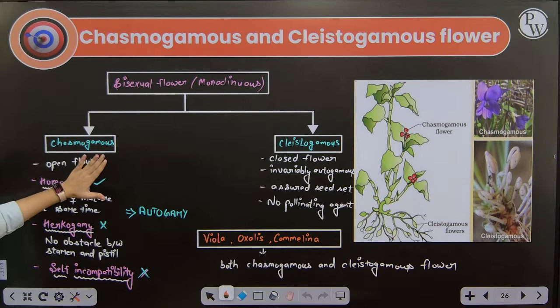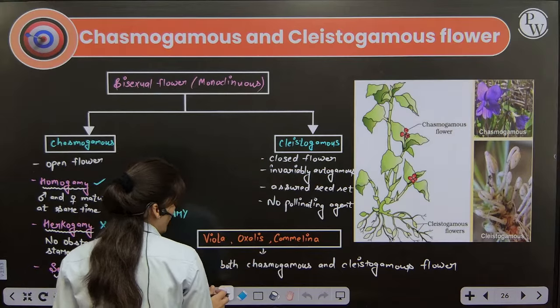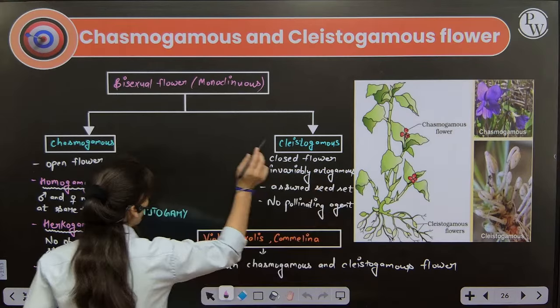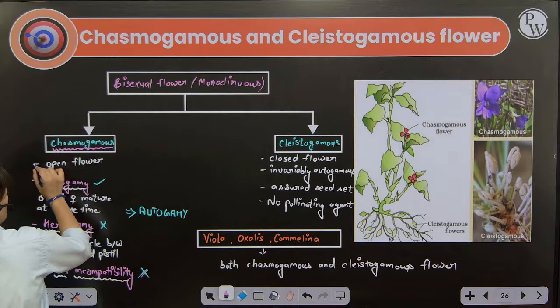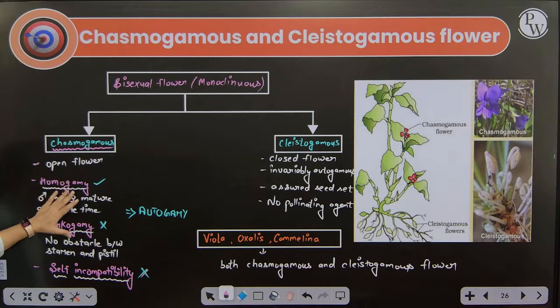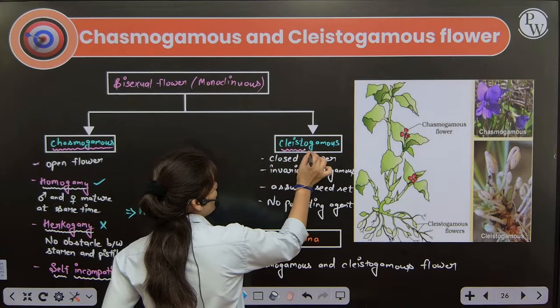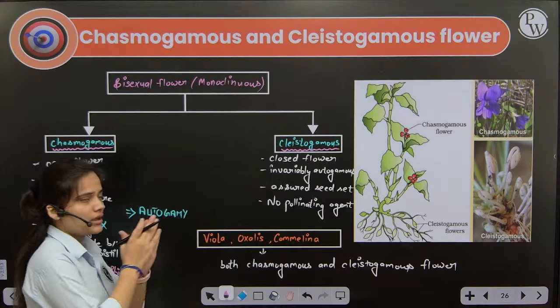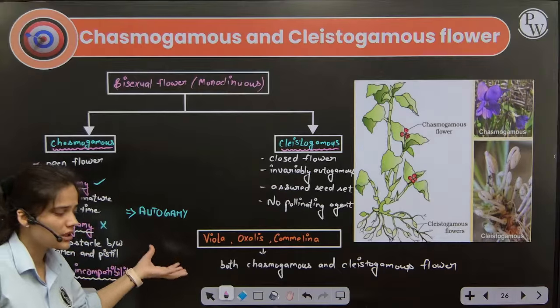In a bisexual flower, there are two chances: either the flower can be chasmogamous or cleistogamous. Now, what are chasmogamous and cleistogamous? Chasmogamous flowers are open flowers, whereas cleistogamous ones are closed flowers. In case of an open flower, how can autogamy be possible?